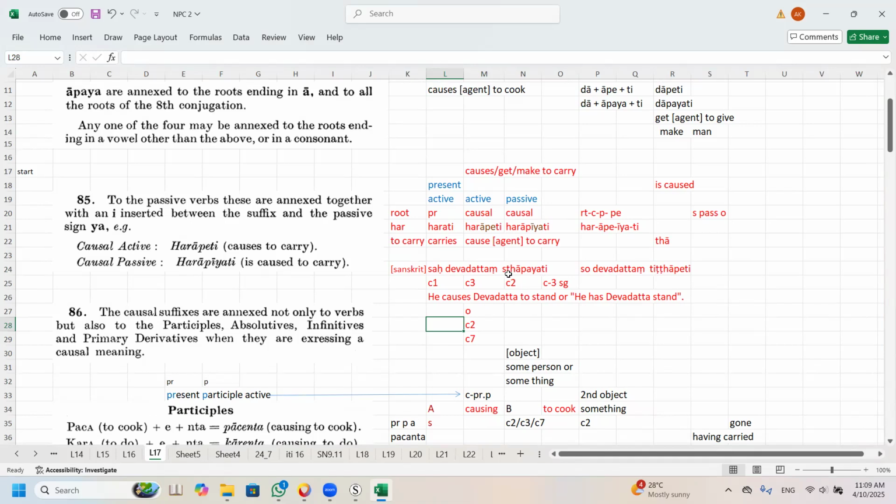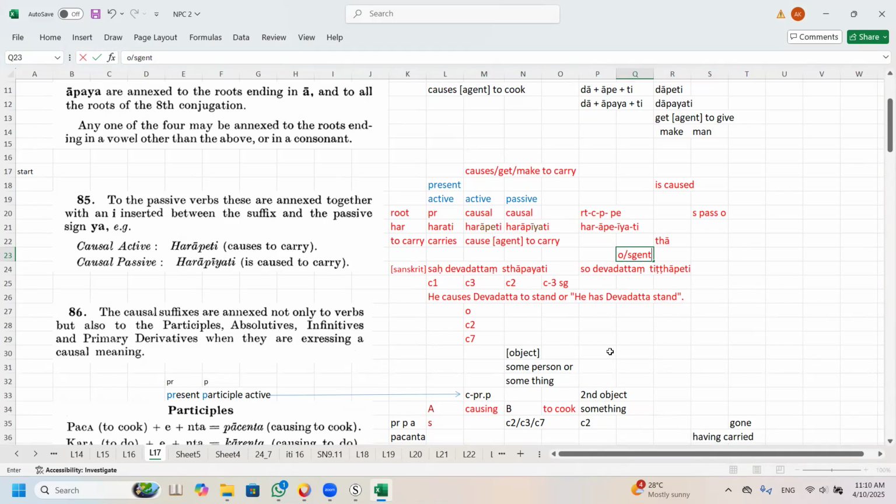The root for this STHA, this one is THA. So that means, can you see here, ape? Can you see the word cause? Then can you see this is the object? This is the one I'm trying to say. This is the agent. Remember, this is the agent. That means cause Devadatta to stand. All right, this is one way of translation.